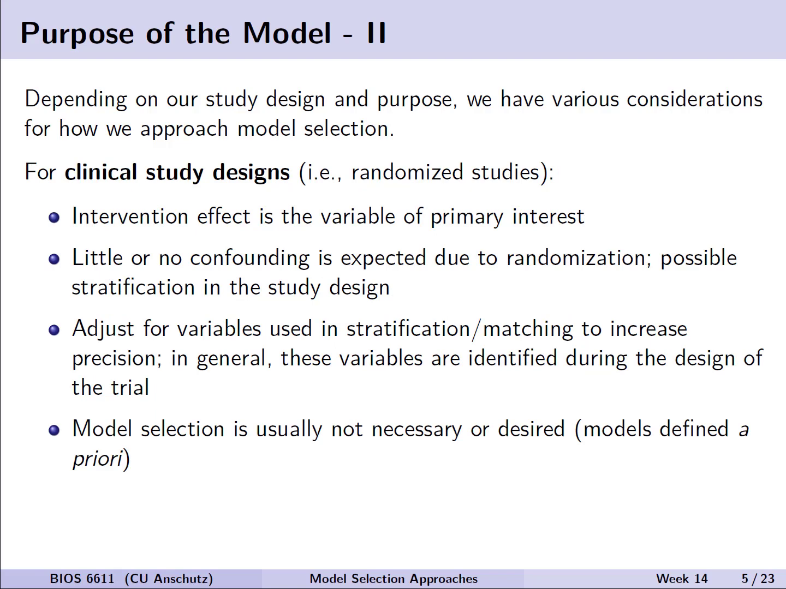In the case of doing a clinical study design, for example with a randomized study, we generally have some intervention effect that's a variable of primary interest. Because of that randomization, little or no confounding is expected, although we may have some possible stratification built into the study design. For example, if we want to ensure that there's equal or approximately equal proportions, let's say, of males and females between two randomized groups. In the model that we're fitting, we'd adjust for variables that we used for stratification or potentially matching to increase our precision. And in general, these variables would be identified during the design phase of the trial before we actually implement the study and enroll participants.